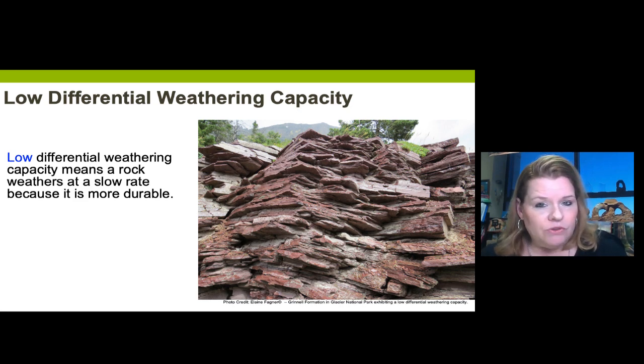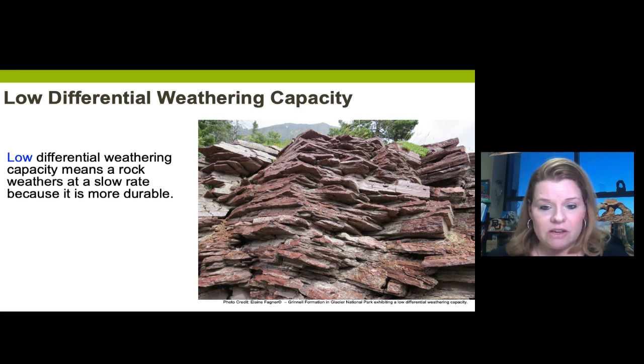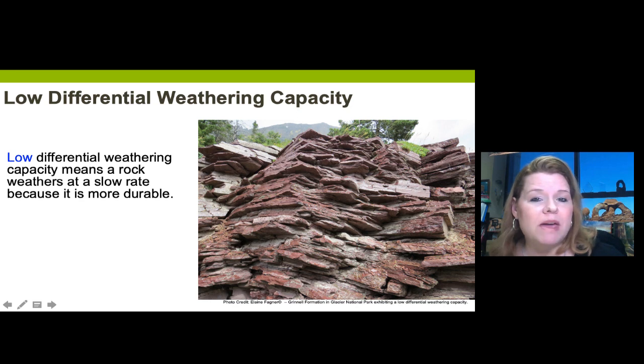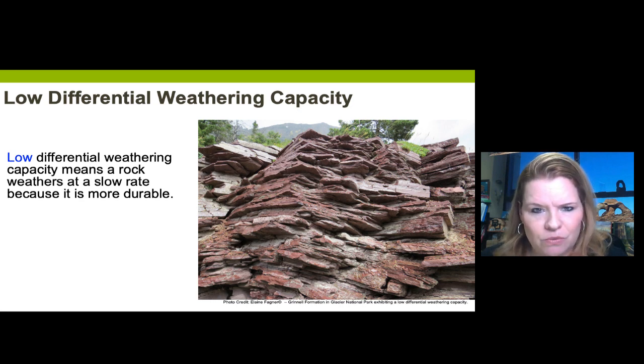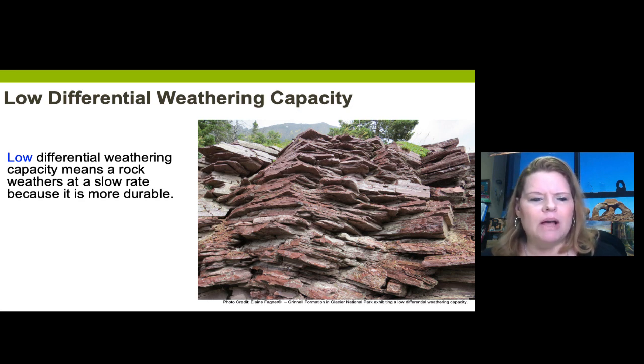There is a low differential weathering capacity and a high differential weathering capacity. Within the same rock layer, even these right here, this is the Grinnell Formation in Glacier National Park on the Montana side, they can have different differential weathering capacities. Even within the same linear foot, you can have different weathering capacity. How's that possible? It has to do with cementation, compaction, the degree of lithification, which is hardening.